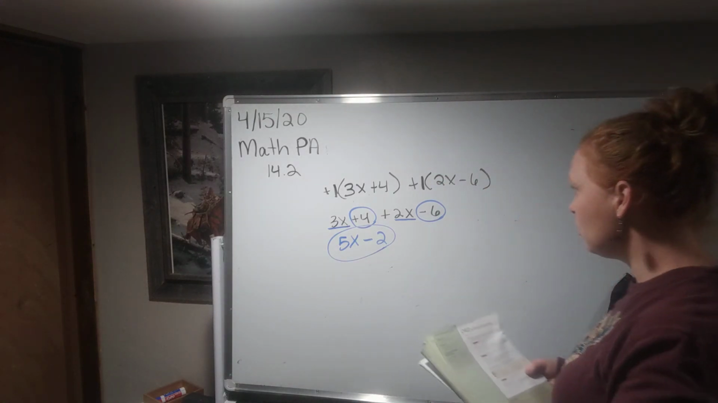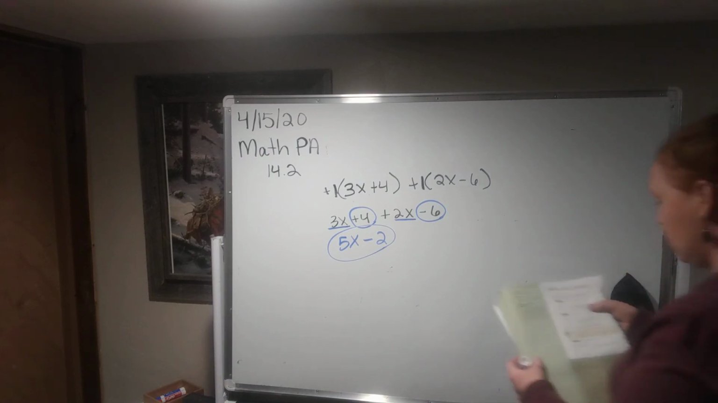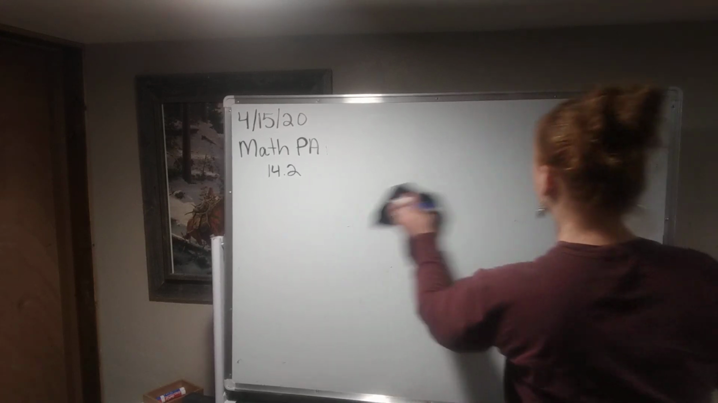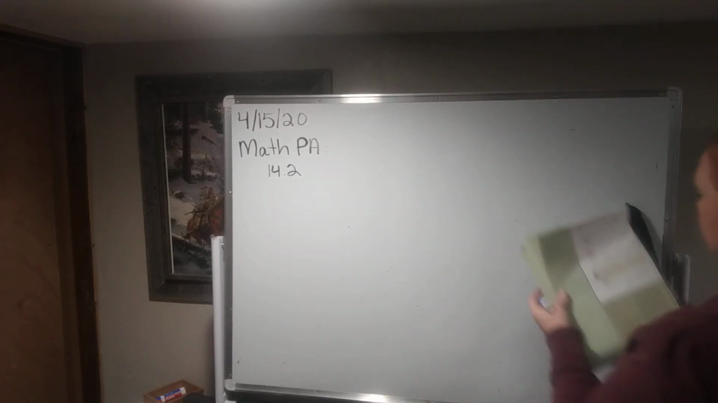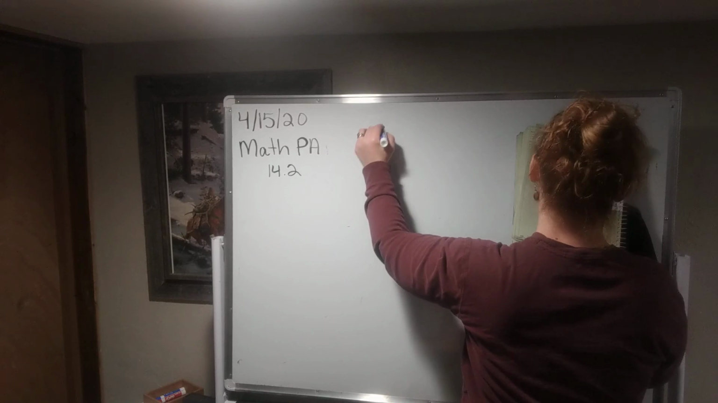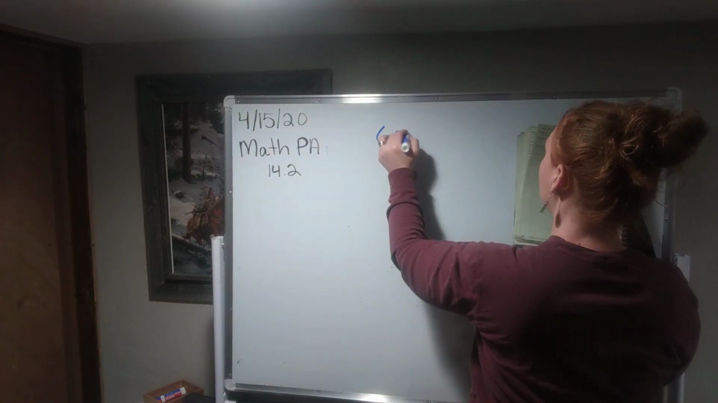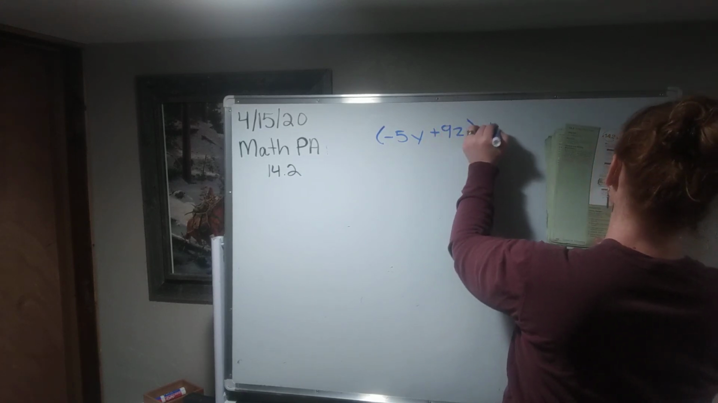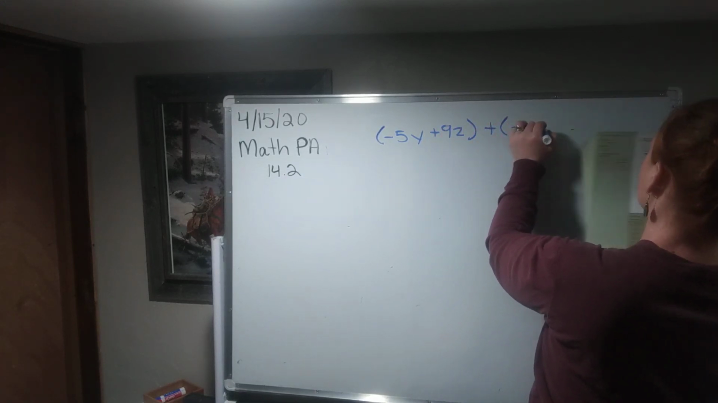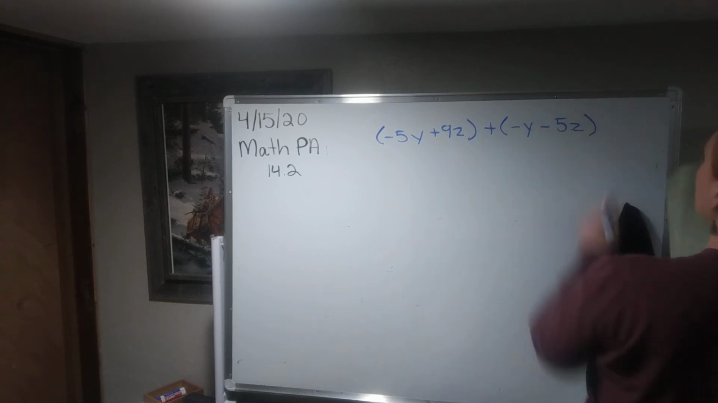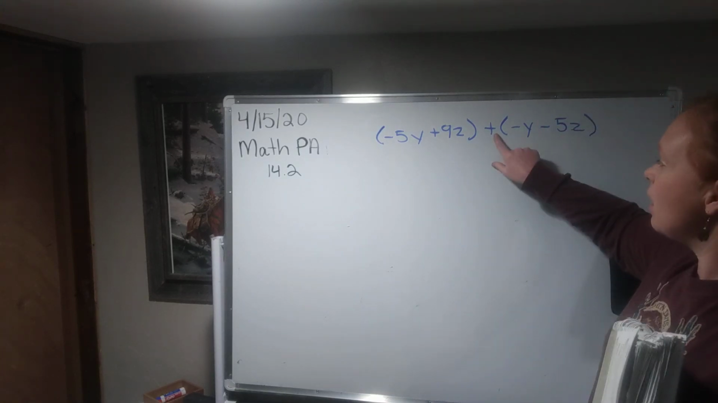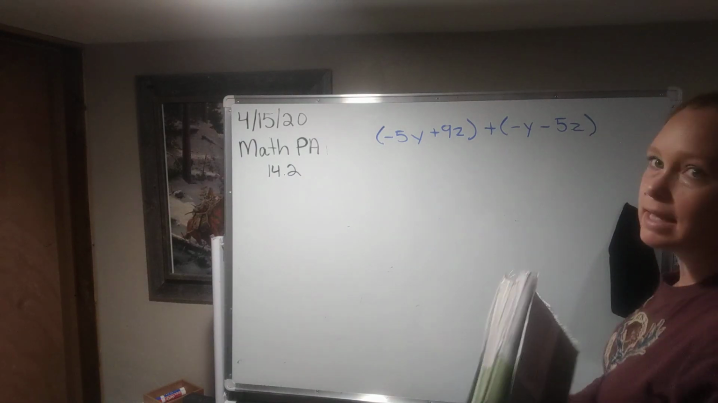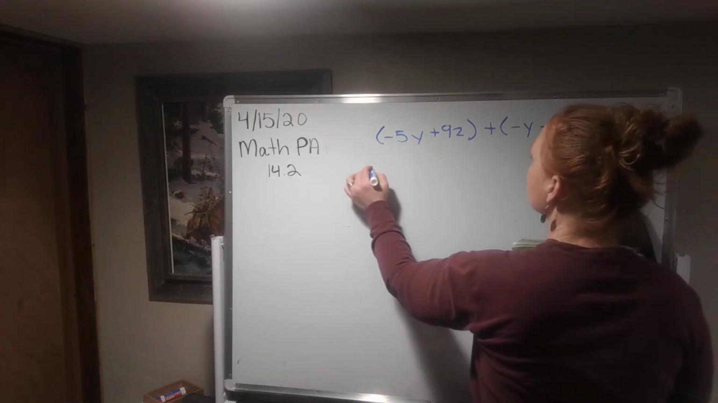All right, example 2. Let me go ahead and erase. Example 2. Negative 5y plus 9z plus negative y minus 5z. Okay, so again, I have a positive outside both of my parentheses. I can't join anything inside the parentheses, so I'm going to drop those.